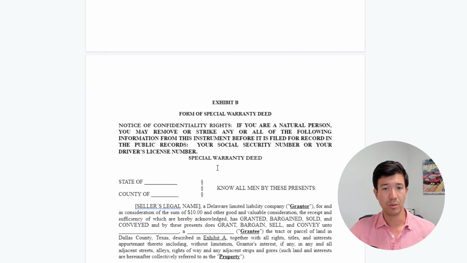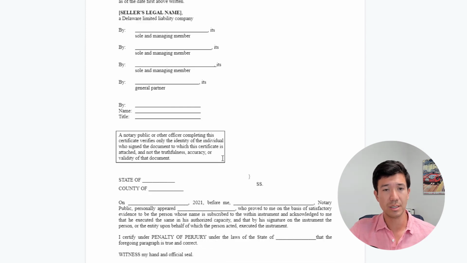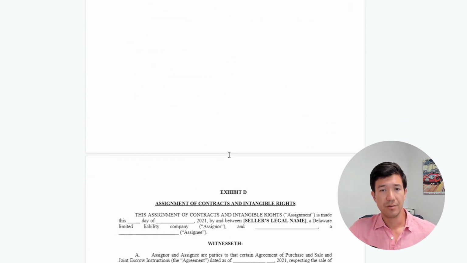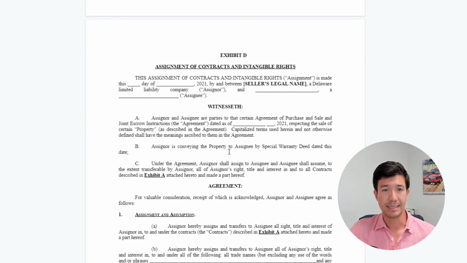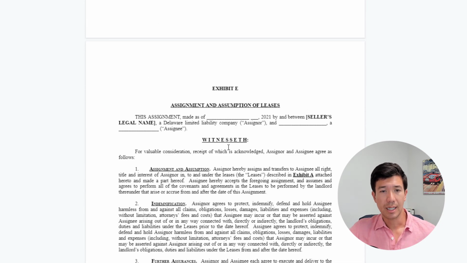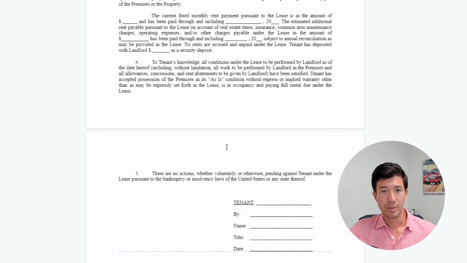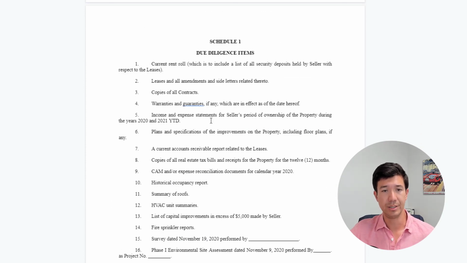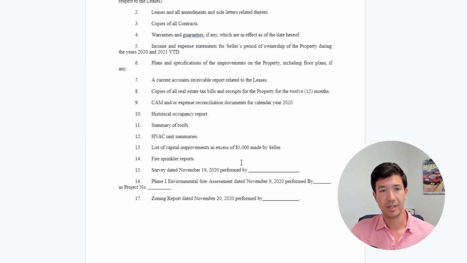I'll kind of skim through those. Form of special warranty deed, permitted exceptions, bill of sale for those personal property, assignments, contracts, assumption of leases, estoppel certificate. We talked about tenant notice letter, super critical, due diligence items. These are all provided by seller. And that's it. I kind of ran through this.